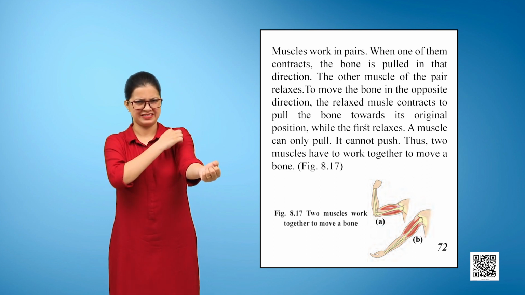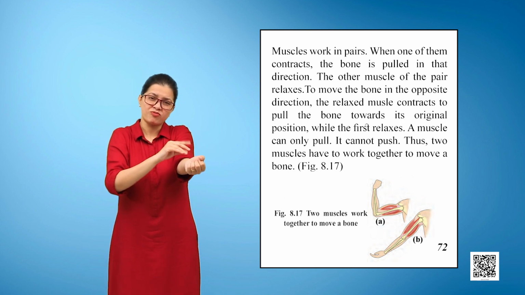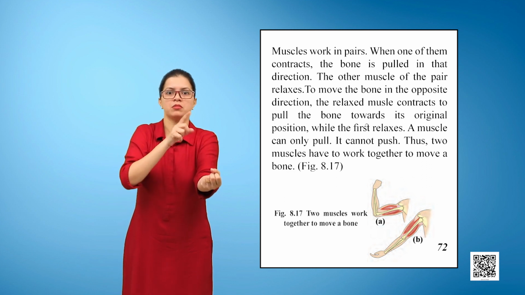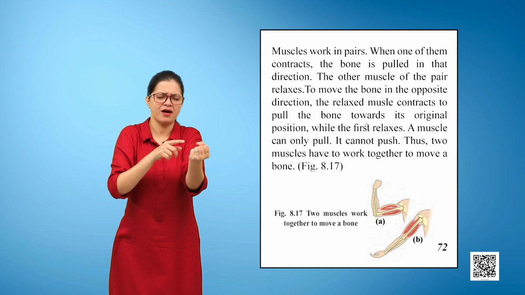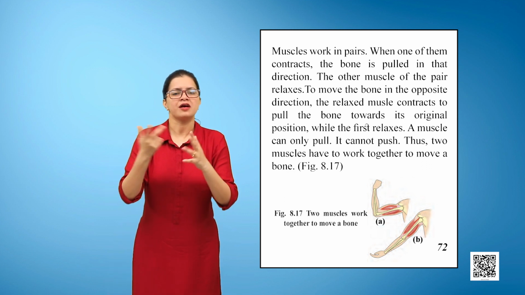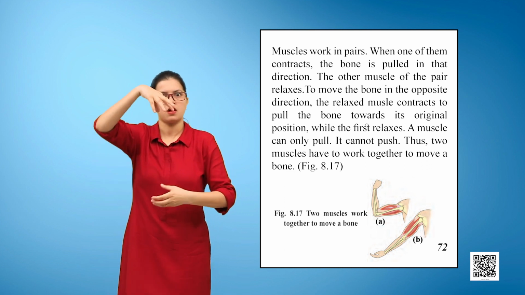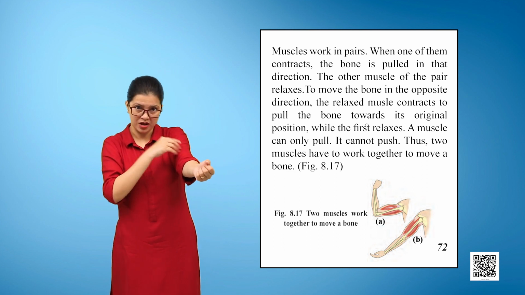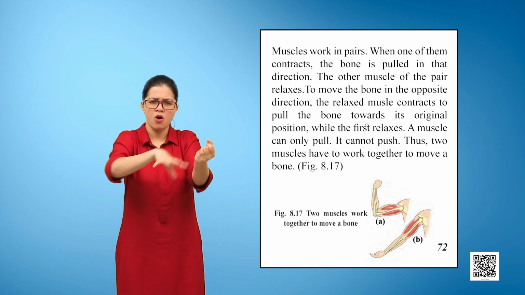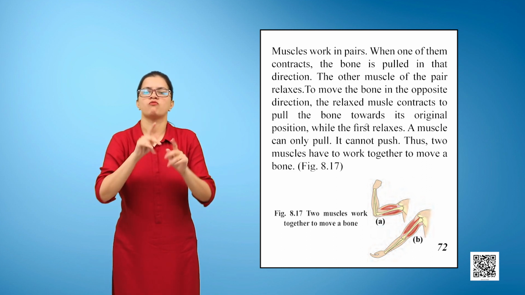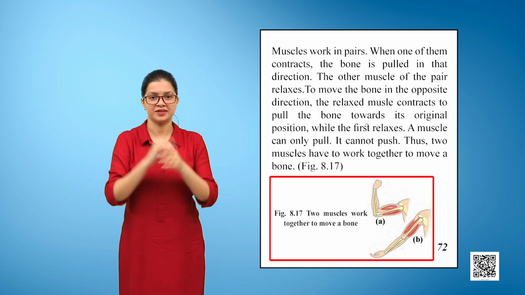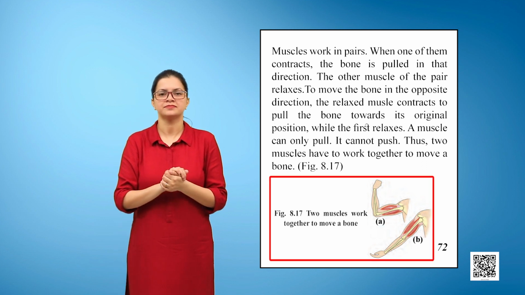A muscle can only pull. It cannot push. Thus, two muscles have to work together to move a bone. Figure 8.17.